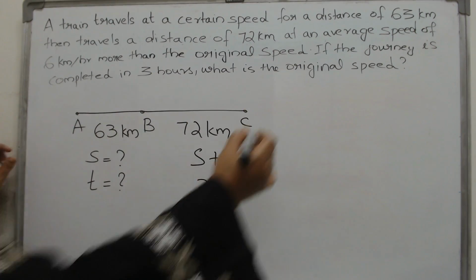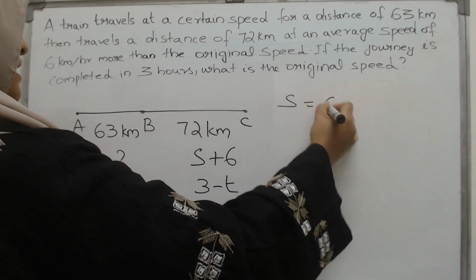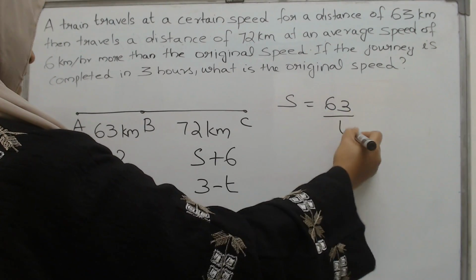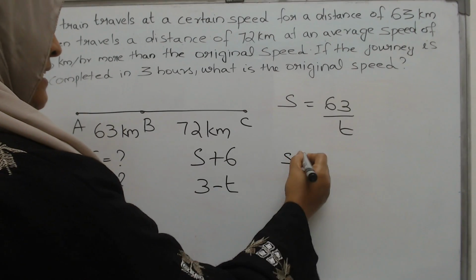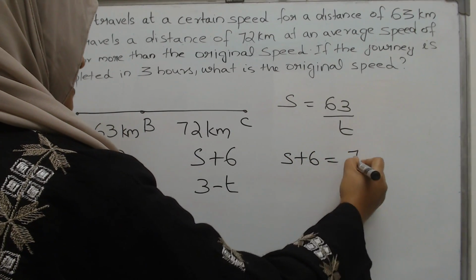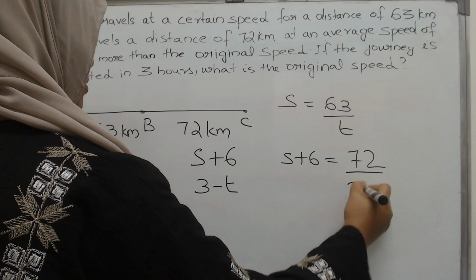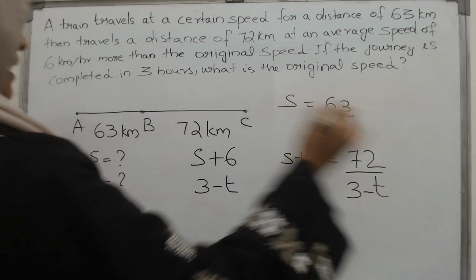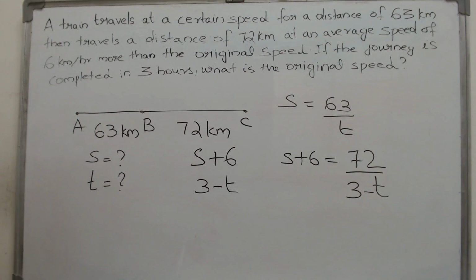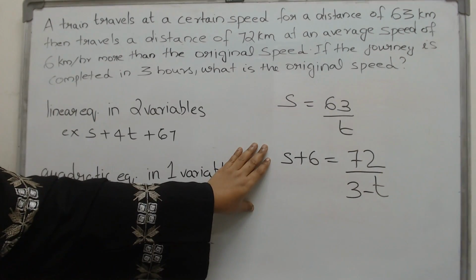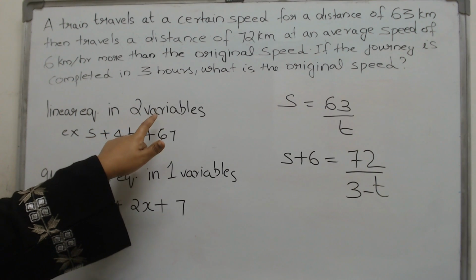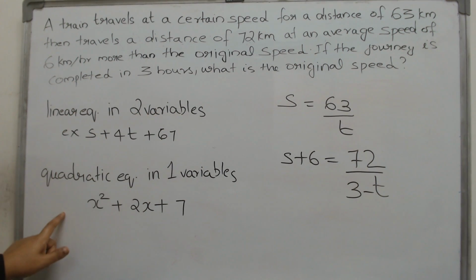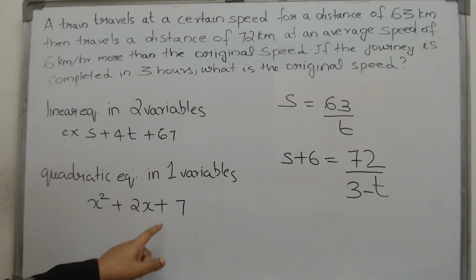What is the first equation? Your speed is your distance by your time. This is the first set of equations. The second set, the speed changes, the distance changes, and we don't know anything about the time here. Now we have two equations here. Now look at these two equations. Are we going to get a linear equation in two variables or a quadratic equation in one variable?